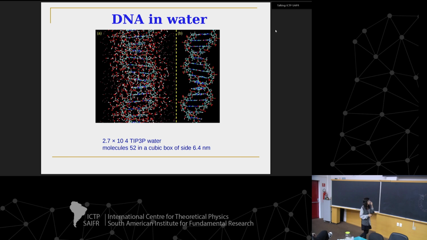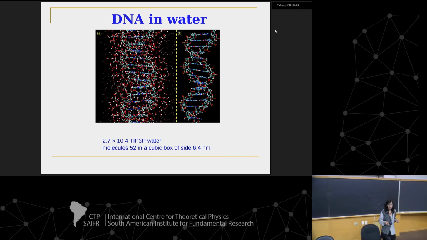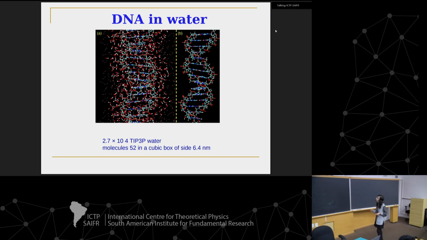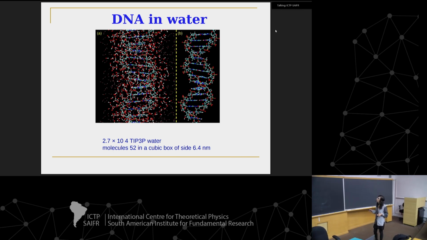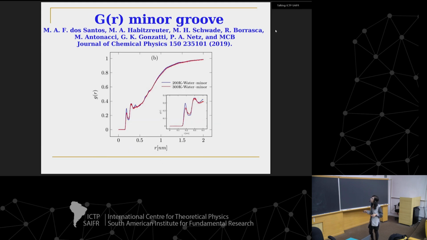And we are going to do that with another model, the TIP3P water, because this model has been shown to work well for some types of biological systems, so we decided to use this with 52 molecules in a cubic box of this size. You know, this occupies a lot of the box. So the first thing we did was to look at the radial distribution function of the water in this minor groove for two distinct temperatures.